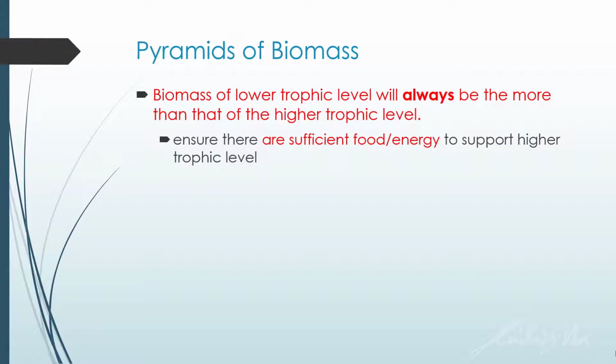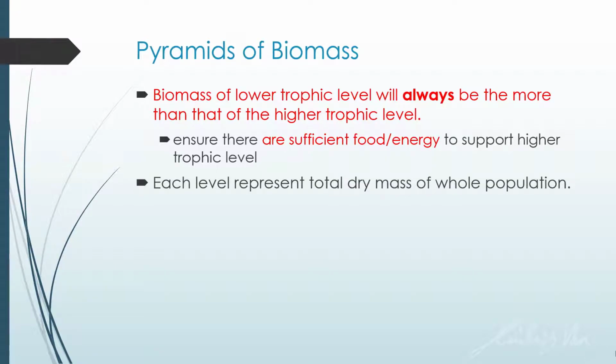For pyramids of biomass, the biomass of a lower trophic level will always be more than that of the higher trophic level. This is to ensure that there is sufficient food or energy to support the higher trophic level. Imagine if the amount of grass is very little, you wouldn't have enough grass to support all the rabbits, because only 10% of the energy that was made by the grass is being passed on to the herbivore.